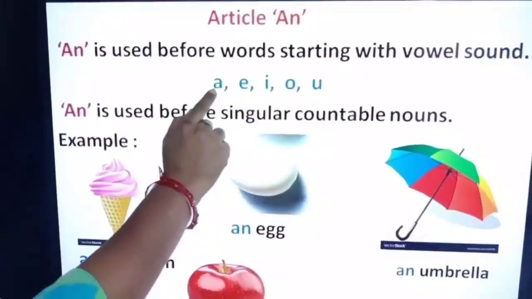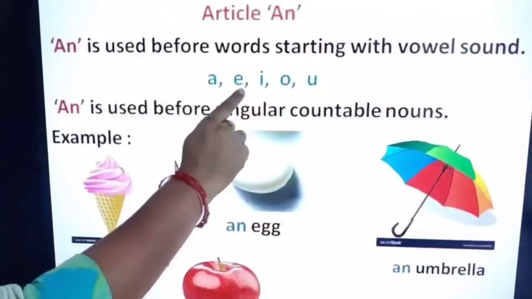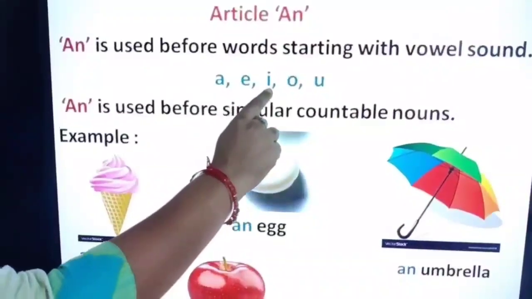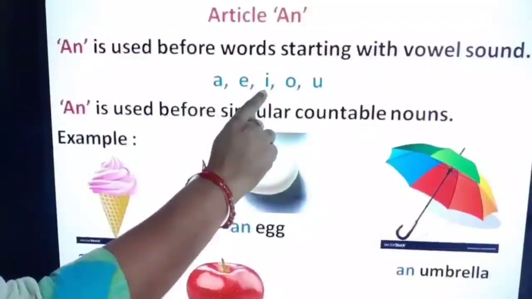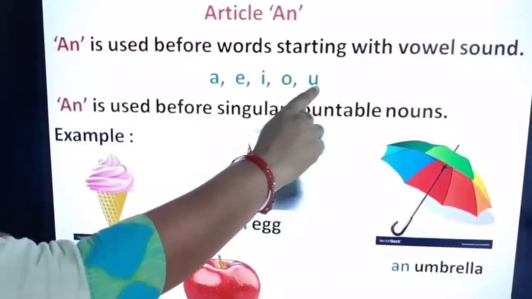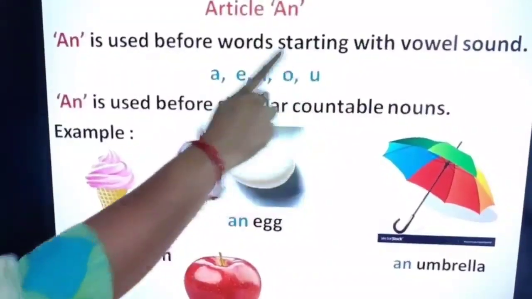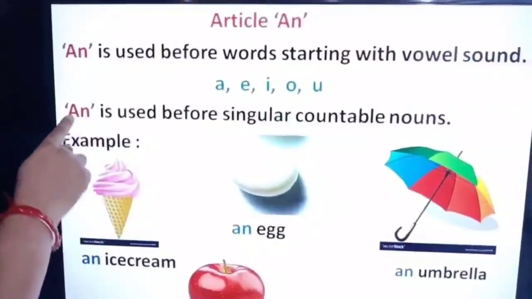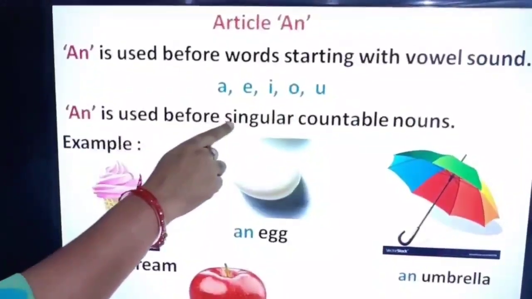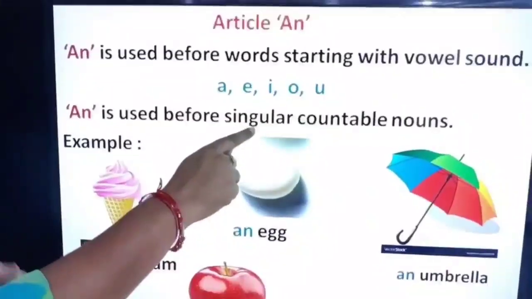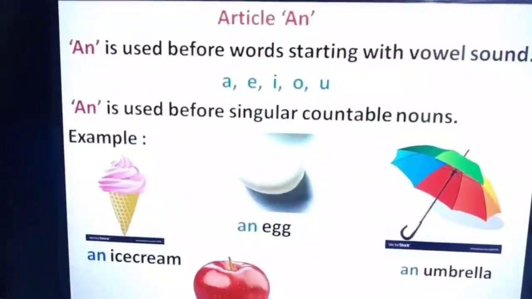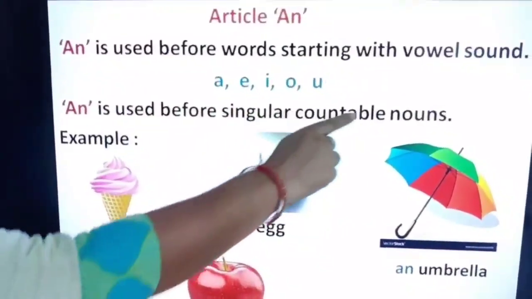What's the sound of vowel A? It's a. And what's the sound of E? It's e. I is i. Sound of O is o. Sound of U is u. So we'll focus on the sound. Like a, an is also used with singular countable nouns.